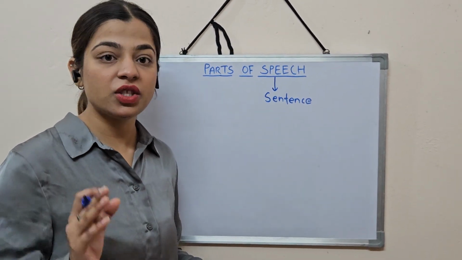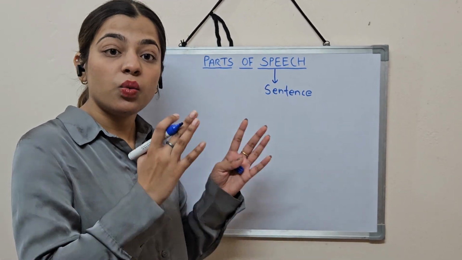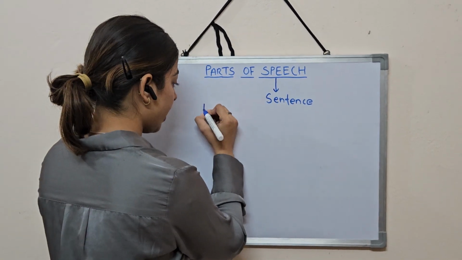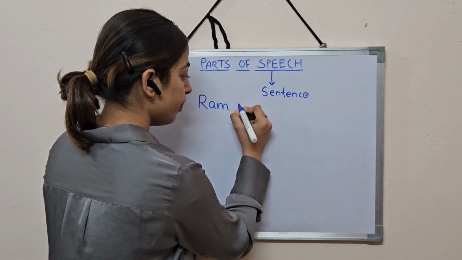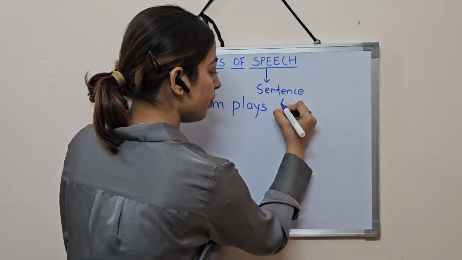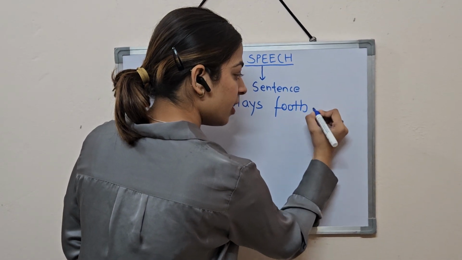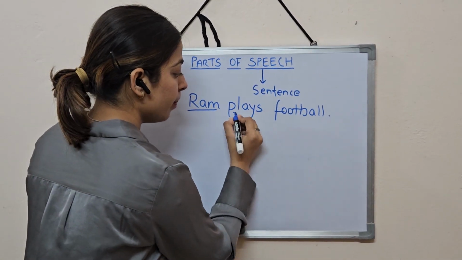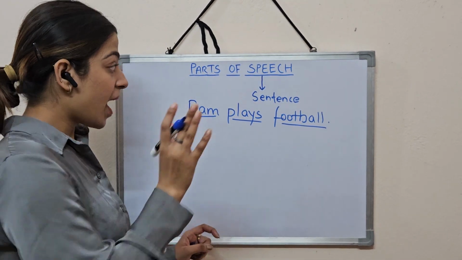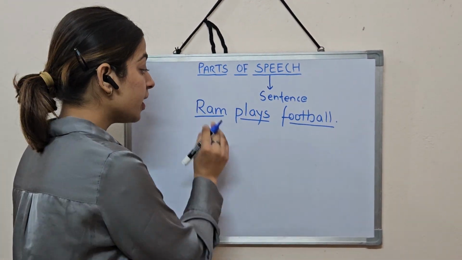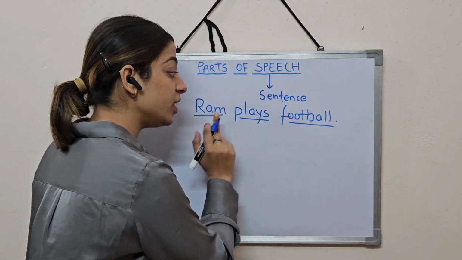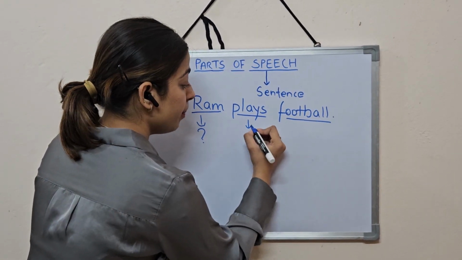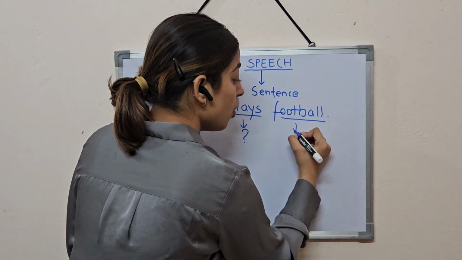We need to learn parts of speech to understand the function of each word in a sentence. For example, if I write Ram plays football, this is a sentence, right? And this sentence is made up of three words. Parts of speech tell us what is the role or function of each word in a sentence. What is Ram here? What is plays here? And what is football here?